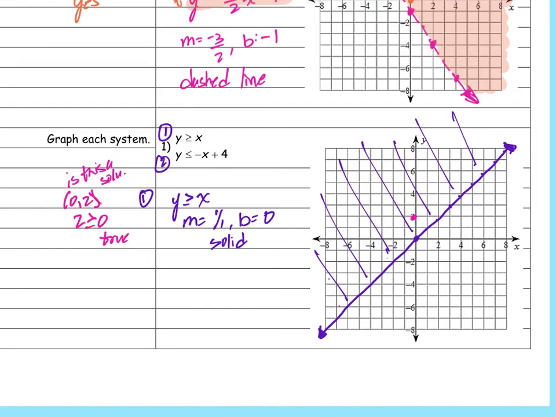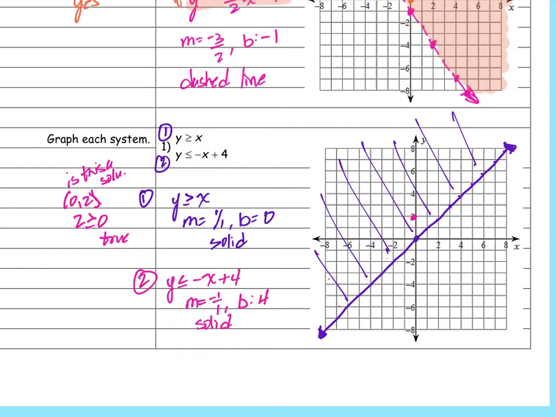Okay, so there's that line. So now I'm going to do line 2. Line 2 down here is y is less than or equal to negative x plus 4, which is also already in the correct form. So my slope is going to be negative 1 over 1, and my y-intercept is 4. And then again, it's a solid line.